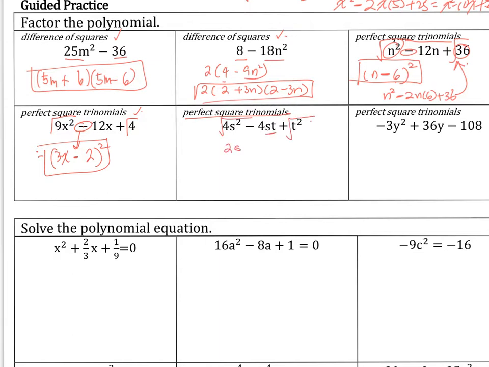Now we have two variables, got to pay attention to that. Here is still a subtraction sign, let's take that down. And then the square root of t squared is t. I'll put a square here.